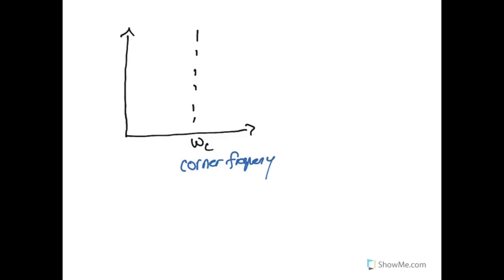And for a filter, if it lets in signals below the corner frequency, so let's say that it allows signals that are less than the frequency, but then rejects signals that are greater than the corner frequency, we would call this a low-pass filter, because it is allowing signals that are less than the corner frequency.